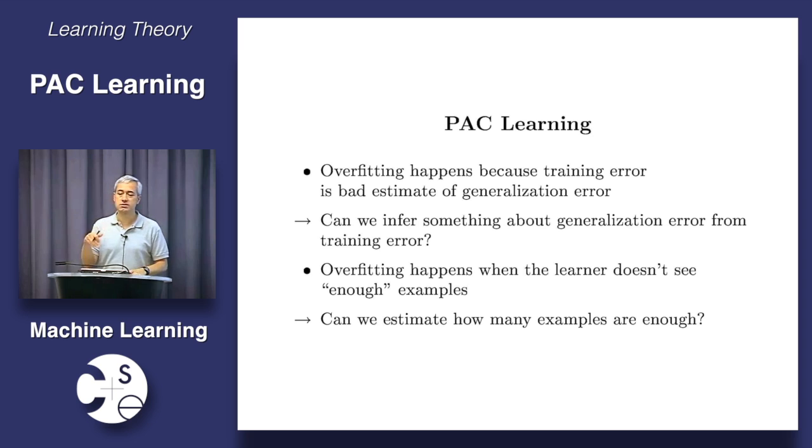PAC learning is a way to answer this question. You can see how powerful this might be, right? What I want to do is, just by looking at the training error, be able to say something about how well my learner is going to generalize. Clearly, good answers to this will have a big practical impact in the design of classifiers and whatnot. And indeed, as I mentioned, support vector machines come out of this theory. Okay? So this is one question that we're going to be looking at.